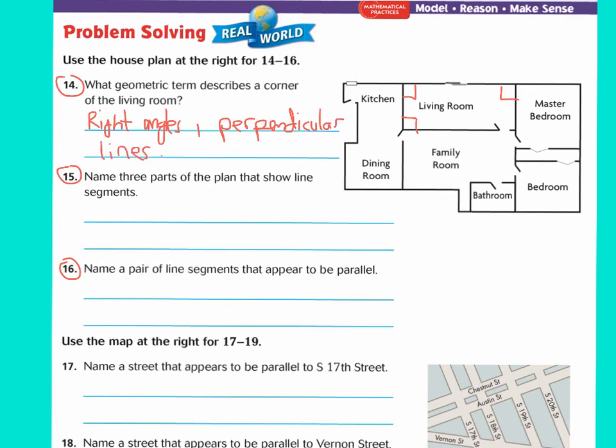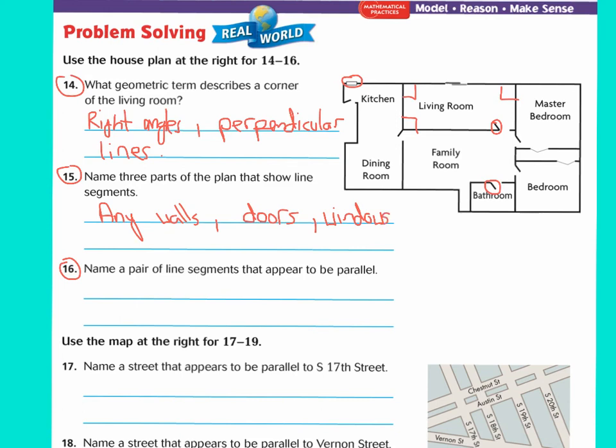Number 15, name 3 parts of the plan that show line segments. This one at a glance, you could say any of the walls really. So you could say any walls, doors, like you see this little door right here, and that would be a door. Any walls, doors. There's at least 3 of those, way more than that. This might be this skylight right here, this little window. If you zoomed in on that, that would be its own little line segment.